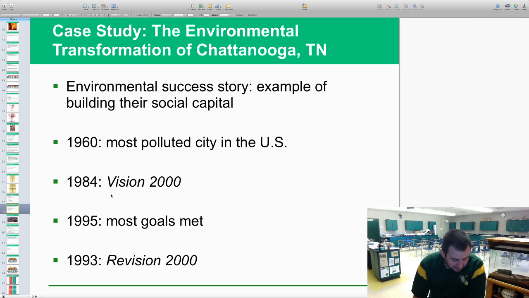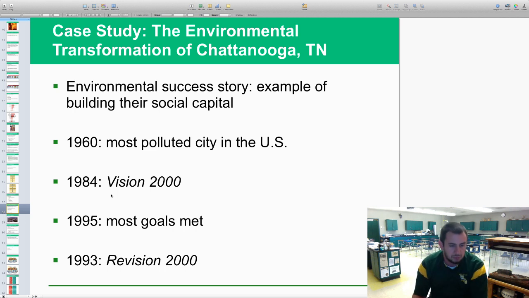By 1995 they had met most of their goals, and in 1993 they had started revising some things, and they actually increased some of their goals. One of them was to transform an abandoned and blighted area of southern Chattanooga into a mixed community of residents, retail stores, and zero emissions industries. So that was one of their main goals. And again, they're one of the cleaner cities now.